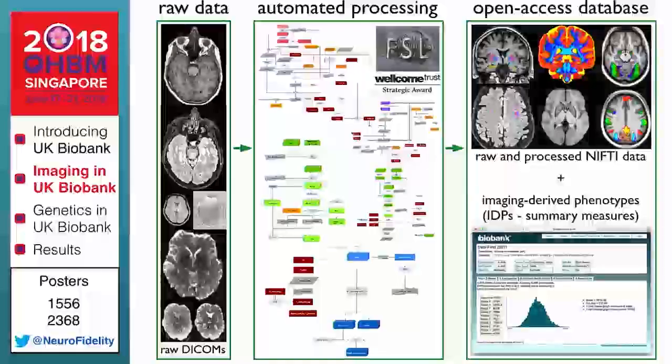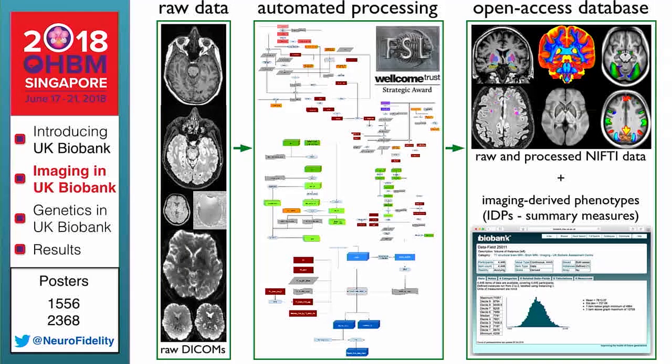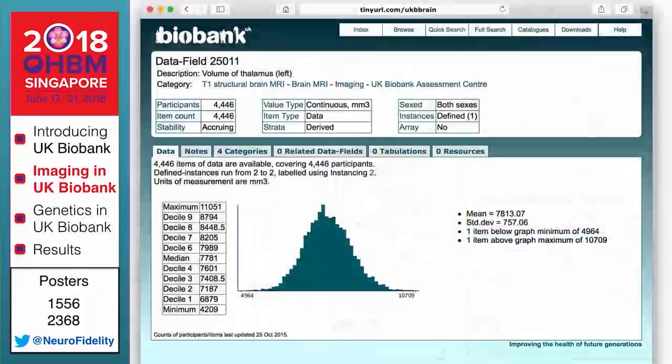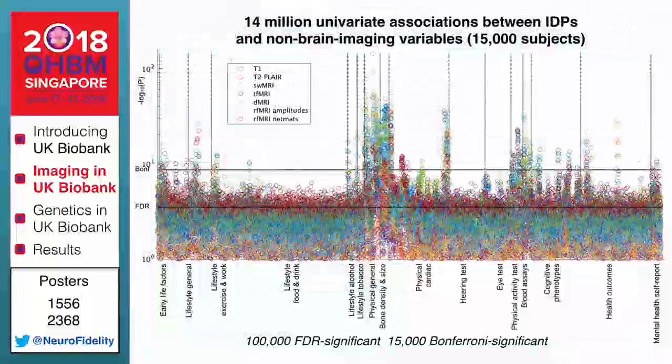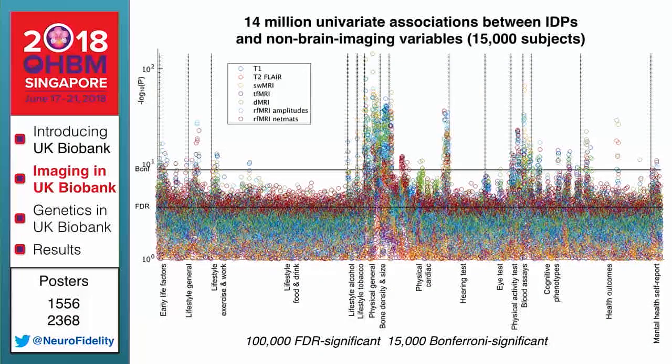And out of that, we get a set of processed NIFTIs and what we call IDPs, imaging-derived phenotypes, which are basically summary measures that describe a certain feature of the brain, like the cortical thickness, or in this case, the volume of the left thalamus. And what we can do with these IDPs is correlate them with other imaging variables or non-imaging variables. For example, here we are showing a Manhattan plot with 40 million univariate associations that we did between IDPs and non-imaging variables. And as we are saying there, 15,000 of these associations have a significance value higher than the Bonferroni threshold.